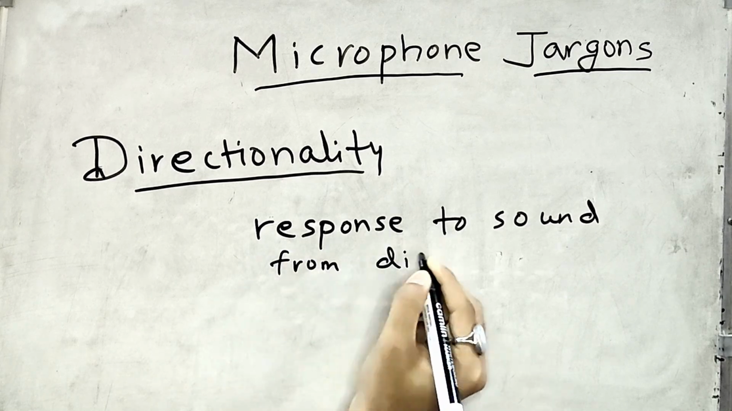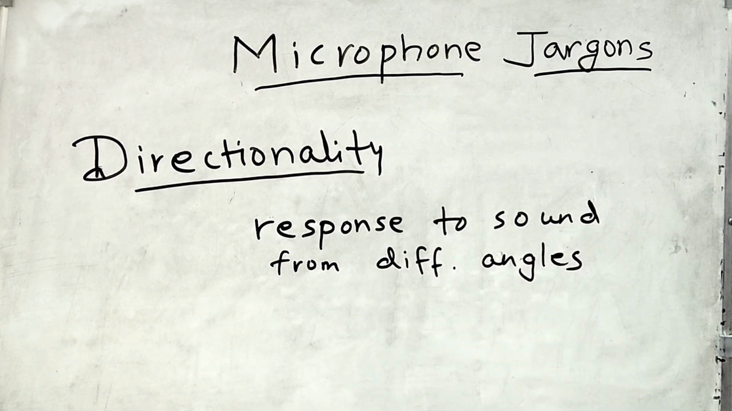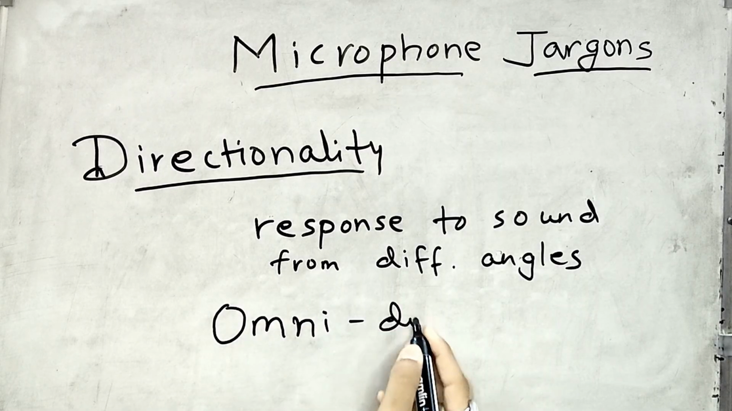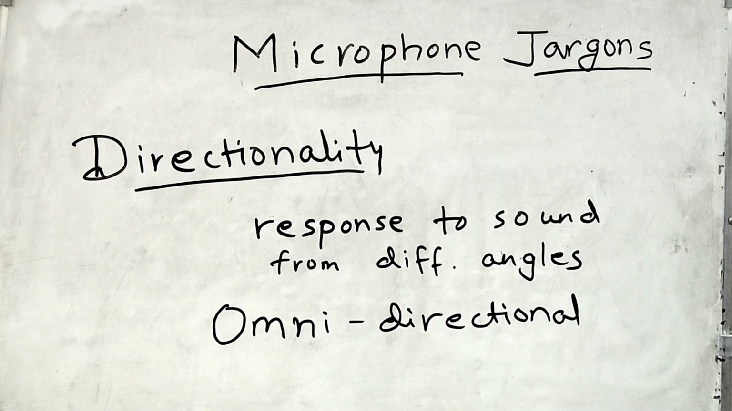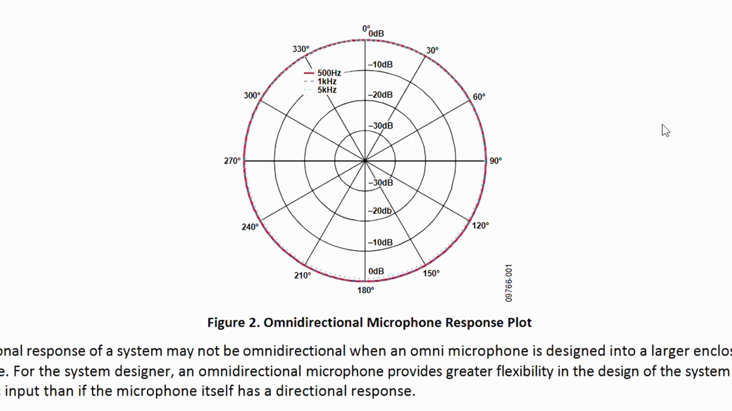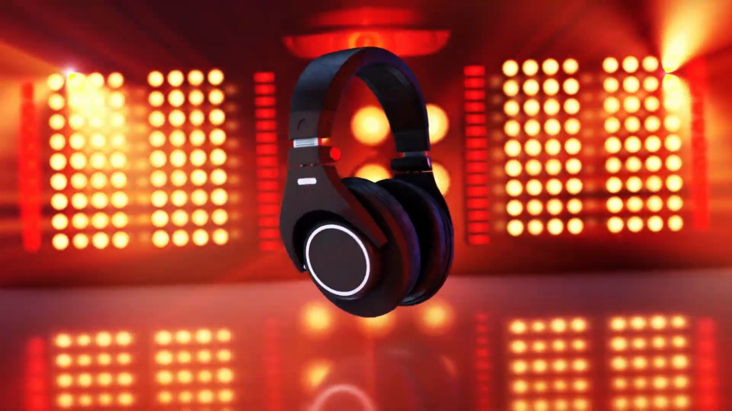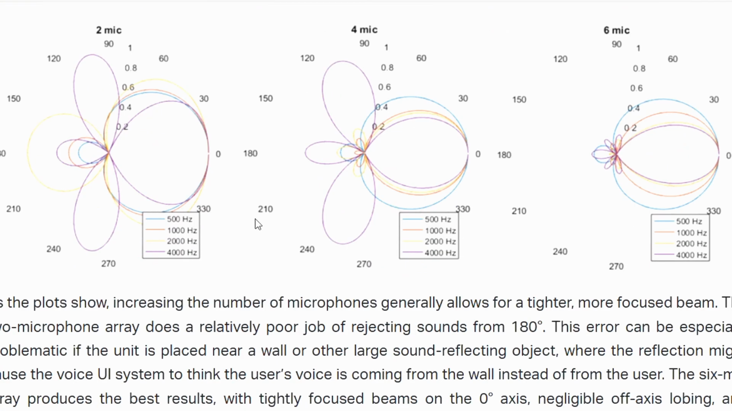Directionality. Directionality describes how the microphone responds to sound coming from different angles. MEMS microphones are almost always omnidirectional, meaning they treat sound equally from all directions. However, directionality can be influenced by certain factors like port position, enclosure, or using multiple microphones. Multiple microphones can be used in devices like hearing aids and headsets to cancel out background noise by creating a beam for the desired sound, which we note technically as noise cancellation.